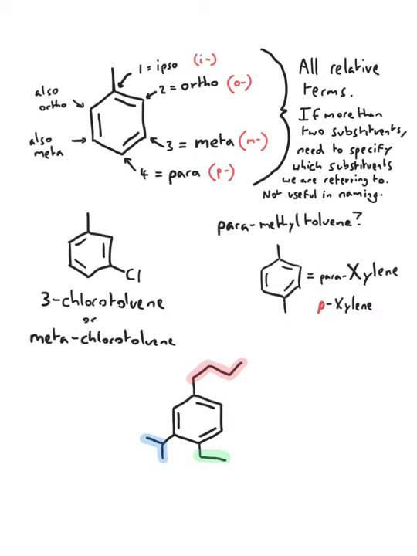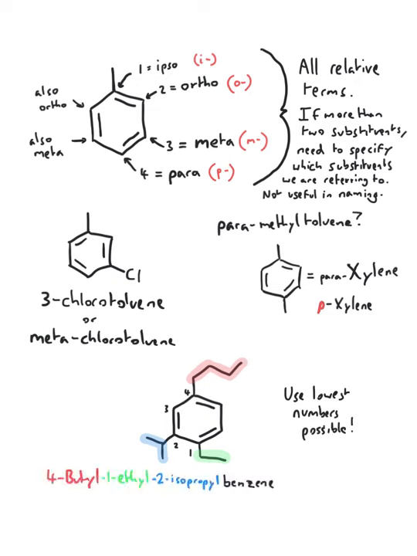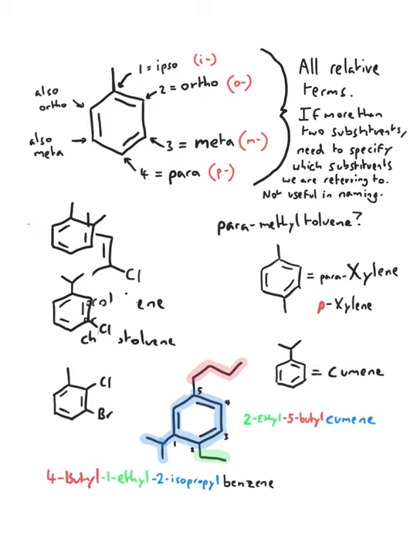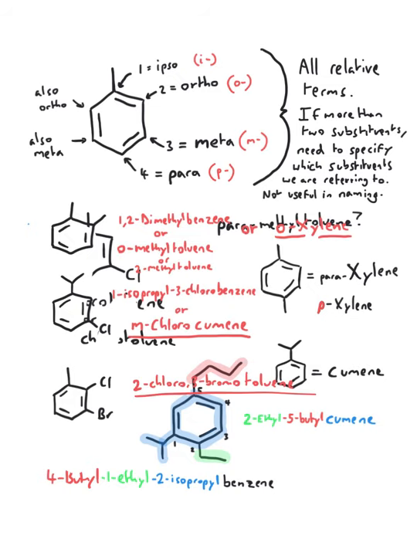But what would be the name of this molecule? Well, we can't use the ortho, meta, and para because they are relative terms, so we need to use numbers instead. Keep the lowest numbers, just like with any other organic molecule you have learned to name prior. So this here would be 4-butyl-1-ethyl-2-isopropylbenzene. Or, if you recognize a benzene ring with the isopropyl group as cumene, an old common name, you could call this 2-ethyl-5-butylcumene. Now you have a go. Name these structures. You may pause now. And here are the answers.